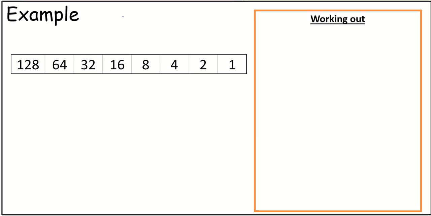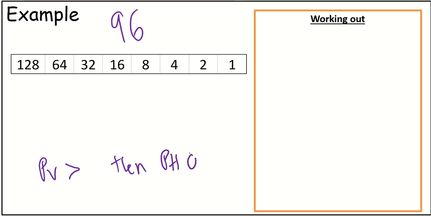I want you to try this number here. I'm going to give you a bit of time. Let me just put my rules. If the place value is larger, the placeholder has 0 in it. If the place value is less than, equal to, or smaller than or the same, the placeholder is 1. So pause the video and try now.